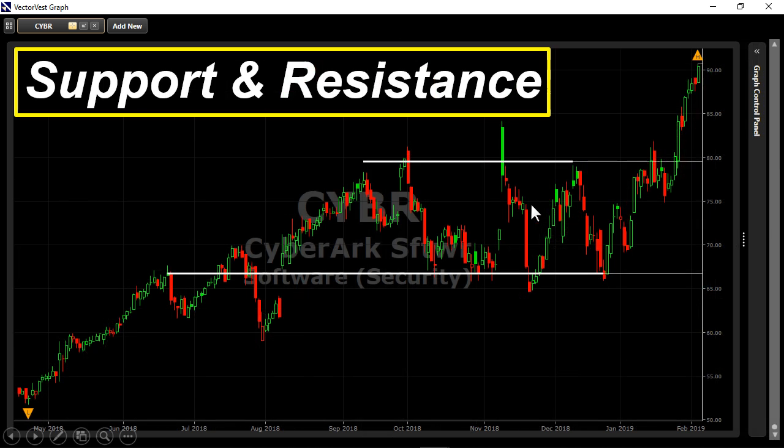Another very popular trading technique is to use support and resistance levels. One of the great things about the VectorVest tool is it has a way to automatically draw the support and resistance lines for you. Let's take a look at what I'm talking about.